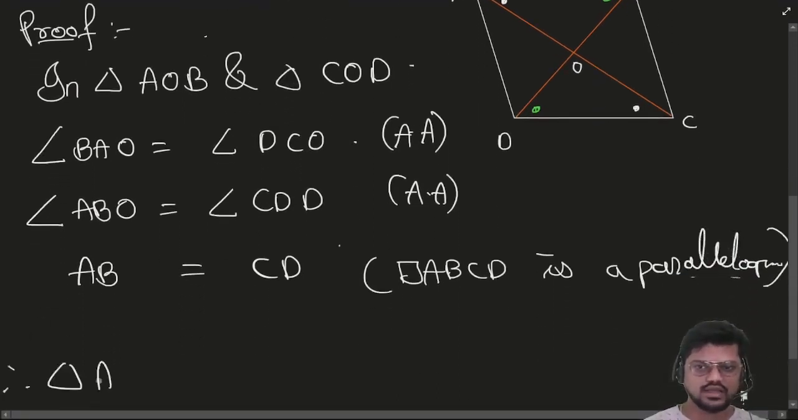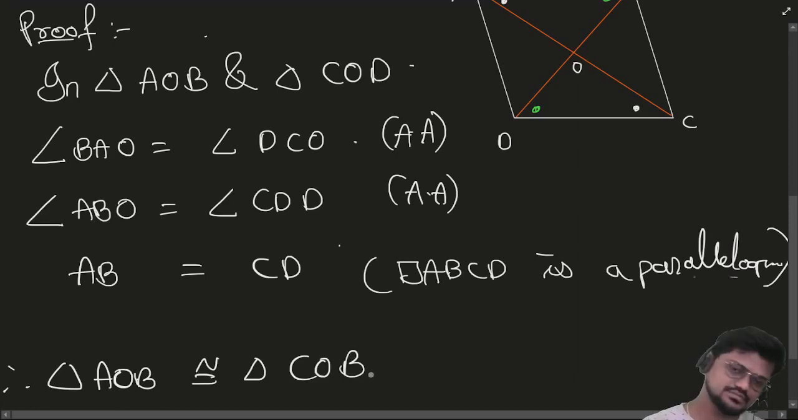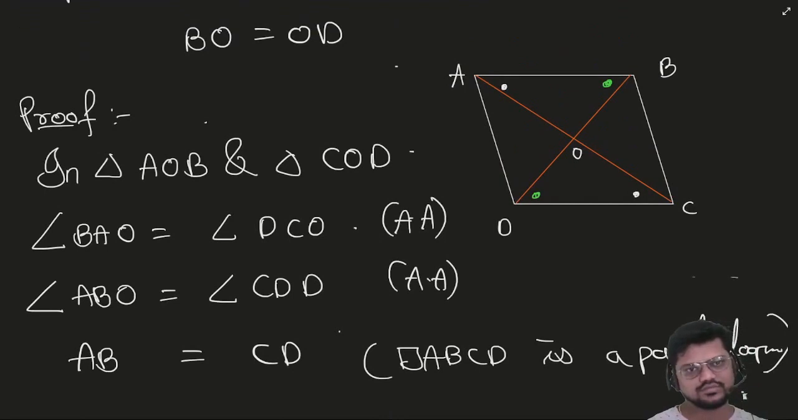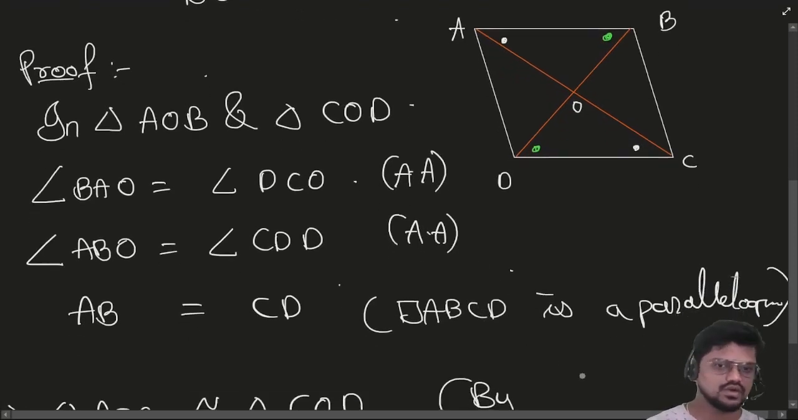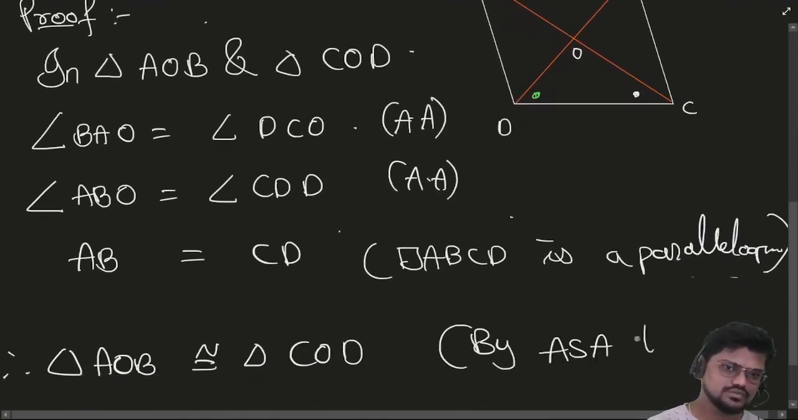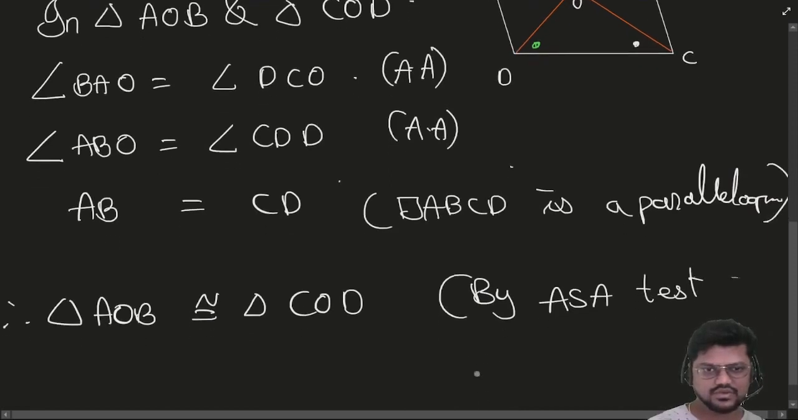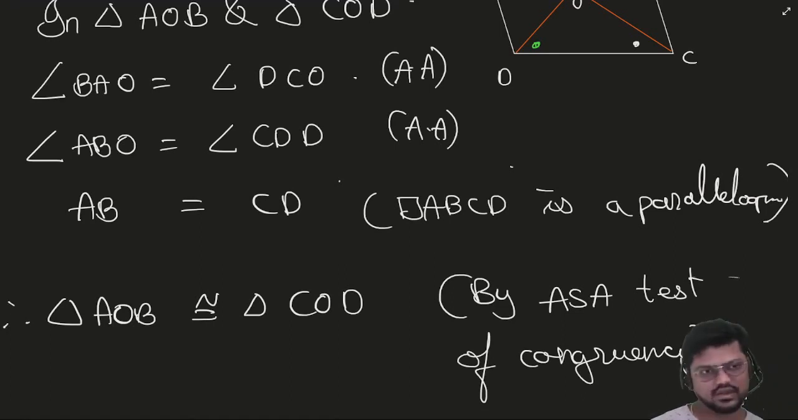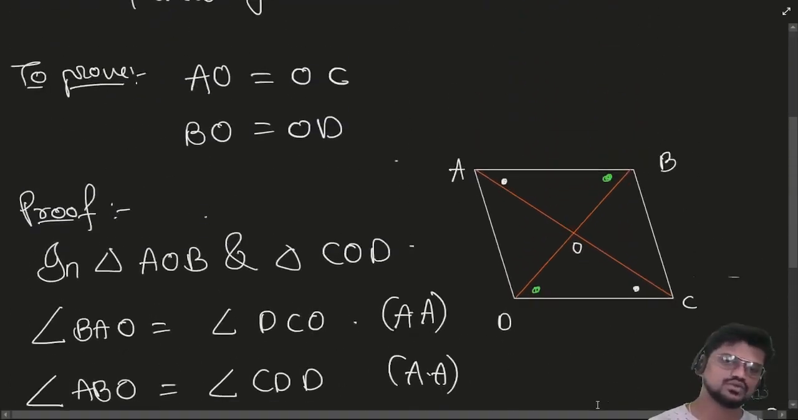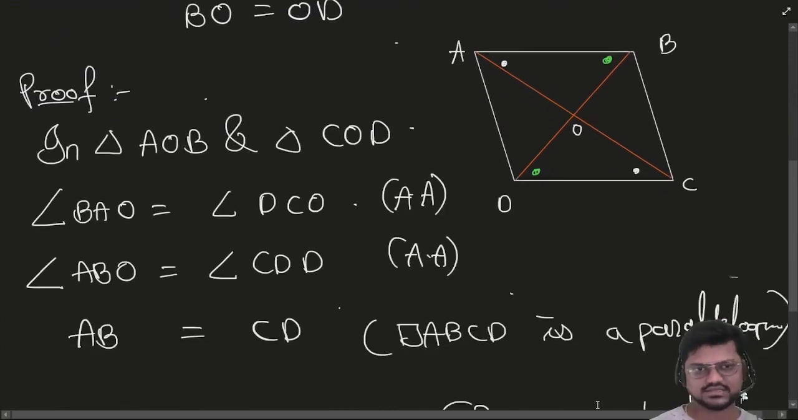Therefore, triangle AOB is congruent to triangle COD. By which test? Tell me. They are congruent. ASA. Perfect. They are congruent by the ASA test of congruency. We can also prove it by AAS, if we take vertically opposite angles and one alternate angle. That can also be done. Therefore, the two triangles are congruent by the ASA test.